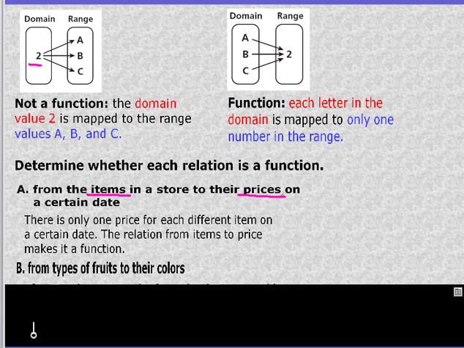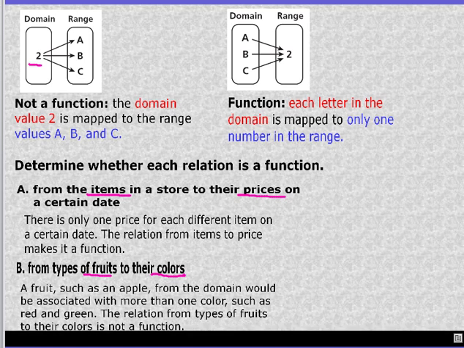Types of fruits to their colors. All right, so if I have an apple, can I map it exactly to one color? And the answer is no. There are red apples, there are green apples, there are yellow apples. So since there are multiple, and again, fruits is your input, colors is your output, the answer is going to be no to this.